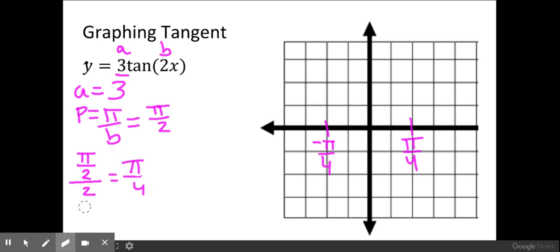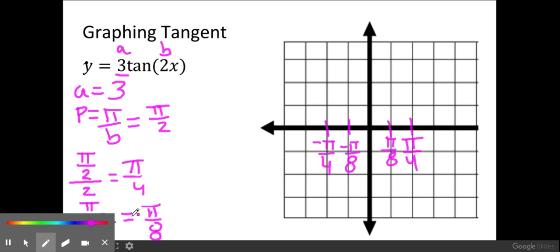You then divide the period by 4 to get the inner intervals. So pi over 2 over 4, which gives us pi over 8 as our two inner intervals, which go inside. So pi over 8 and negative pi over 8. So dividing by 2 gives you the outer intervals, and by 4 gives you the inner intervals. And then you have the y-axis as your other interval.